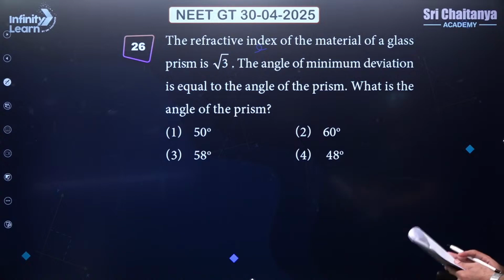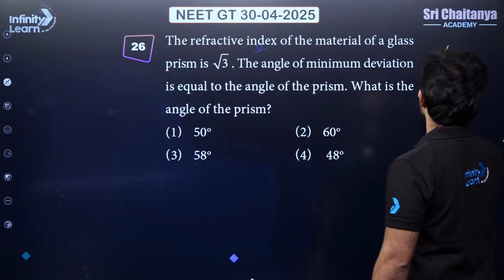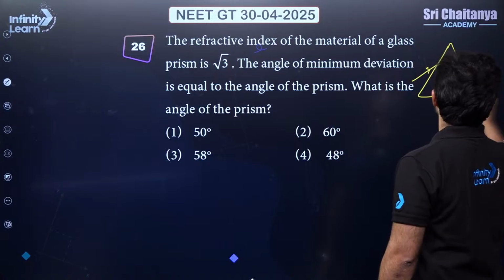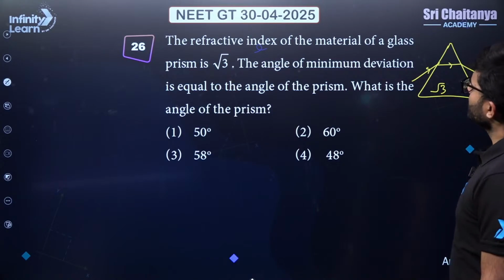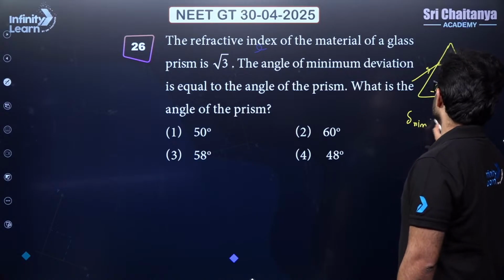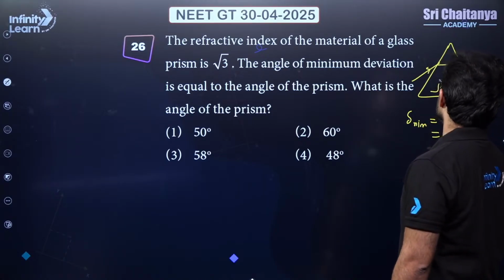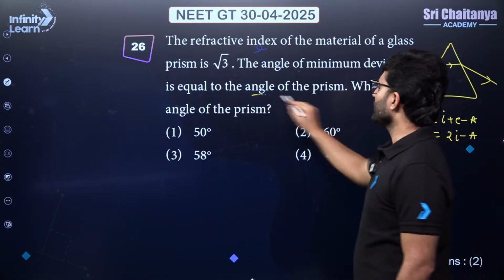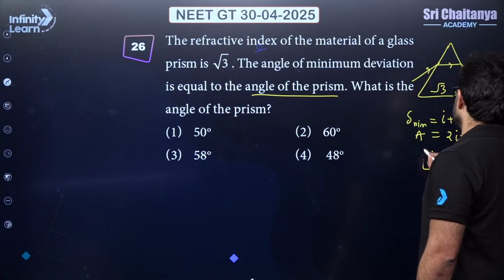Okay, next question. The refractive index of the material of a glass prism is √3. The angle of minimum deviation is equal to the angle of prism. So this is a prism, at minimum deviation the light becomes parallel inside. The angle of minimum deviation, delta min, is given by i plus e minus A, and at minimum deviation i becomes equal to e, so that is 2i minus A. Now they are saying this minimum deviation is equal to the angle of the prism, which means 2i minus A is A. From here you can see that i would be equal to A. Understood?